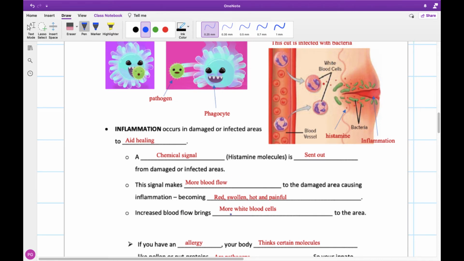But this is good for healing because more blood means more white blood cells. These phagocytes that help kill bacteria, we get more of them into this area and they can kill off all the bacteria that's here. And that's what we see in our picture. We've got our white blood cells coming from our blood vessel because now there's more blood flow.